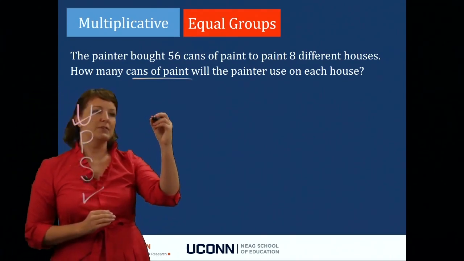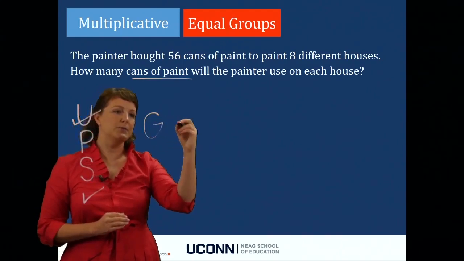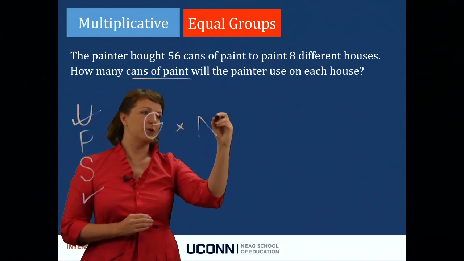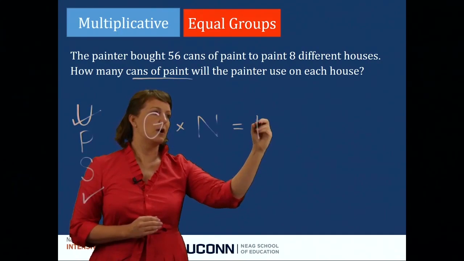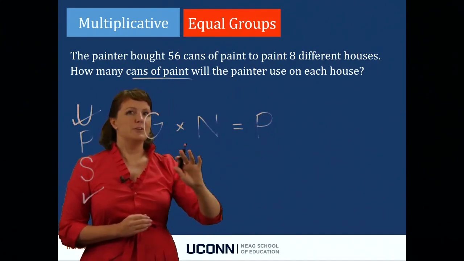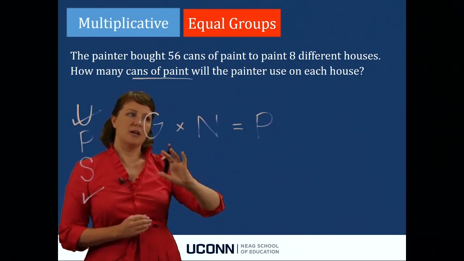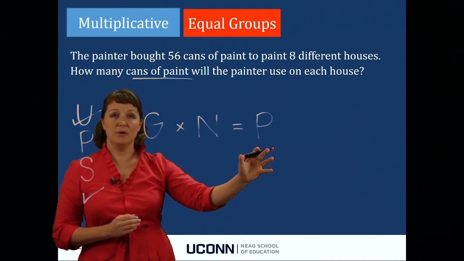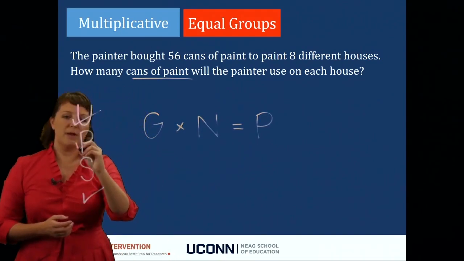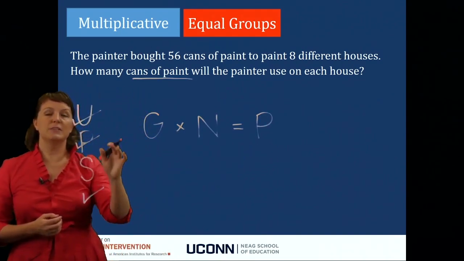So I'm going to solve this problem. I'm going to talk about my groups times the number in each group, and I multiply those for a product, all right? We can use any different type of equation or any graphic organizer to help us organize this work. So I've got my plan, and it's now time to solve this problem.